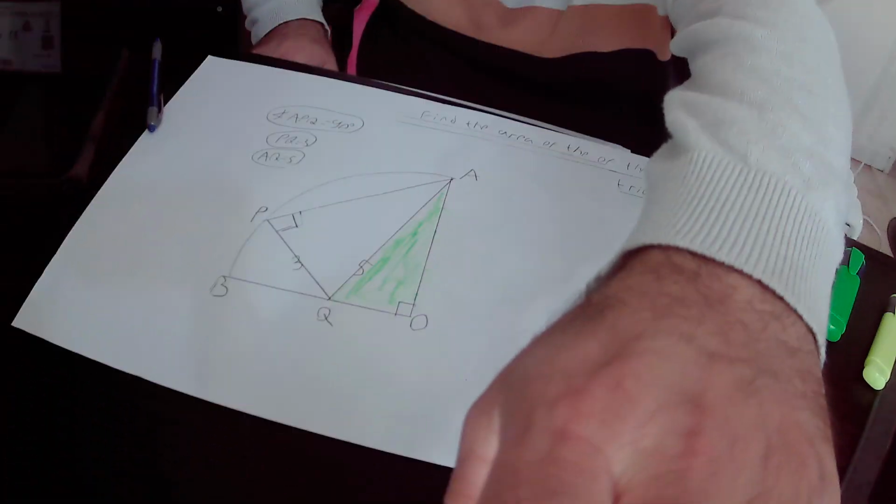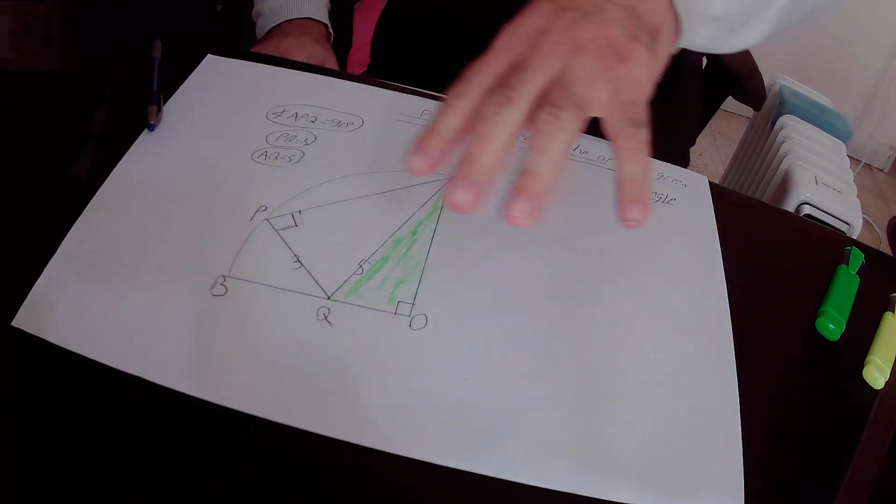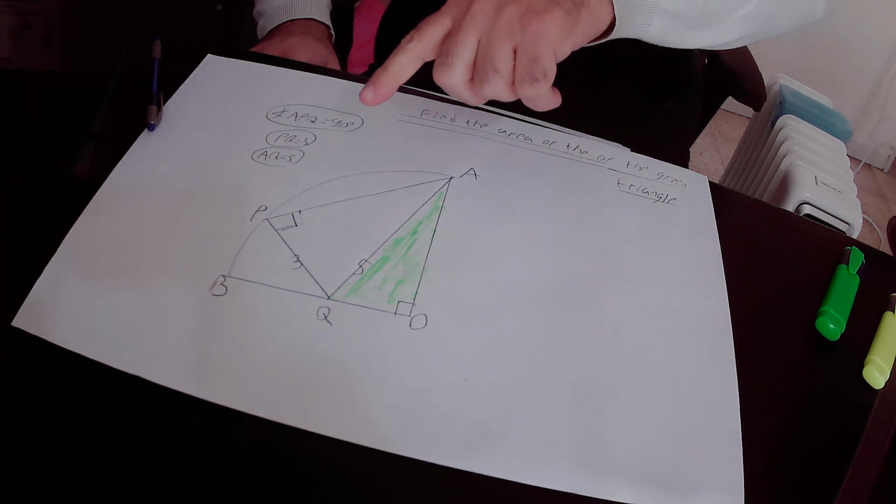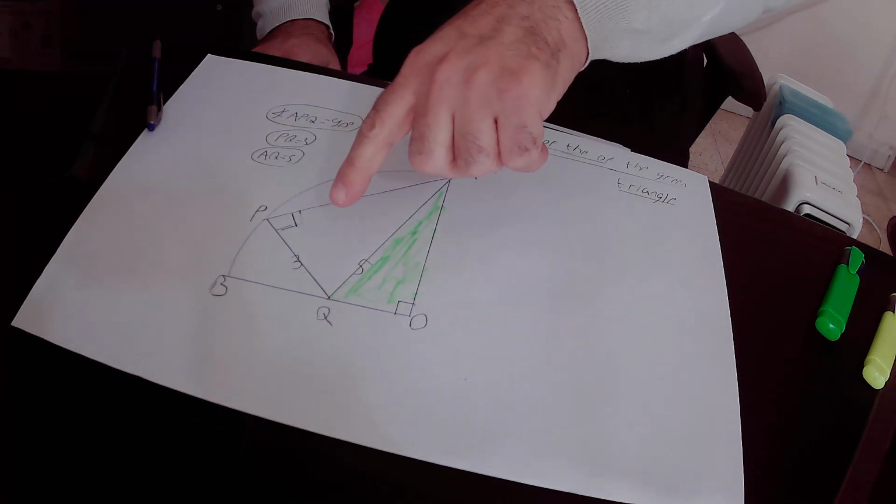Hello, in this lecture we'll find out the area of the green triangle. In the drawing we have a quarter circle, OAB is a quarter circle. Inside the quarter circle we have line segment PQ that is equal to 3 units.